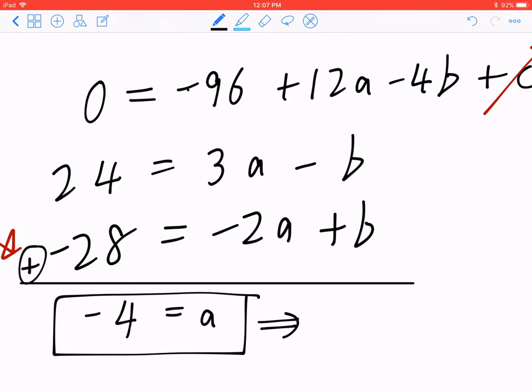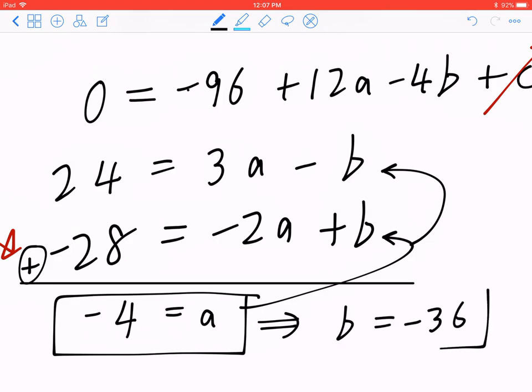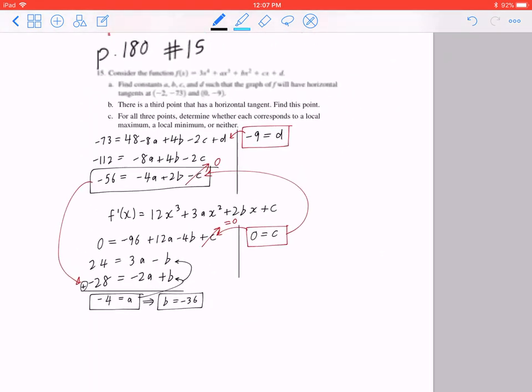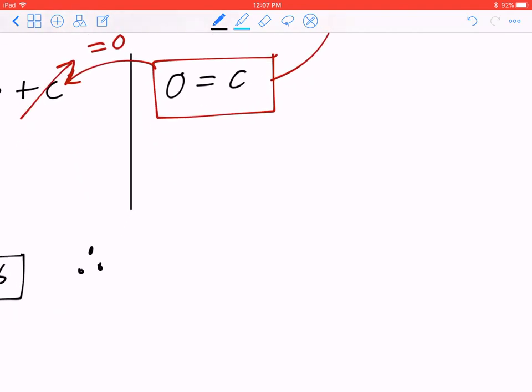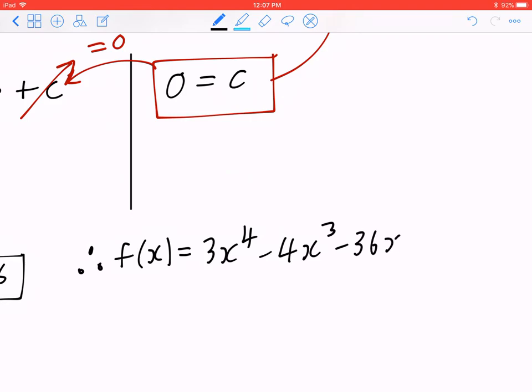And again, you can plug it back to this one. You can plug it back to this one. When you solve for b, b equals -36. So all this means is you've found a, b, c, and d. And you can write down at this moment, if you plug it all back in, f of x equals 3x to the 4 minus 4x cubed minus 36x squared minus 9.